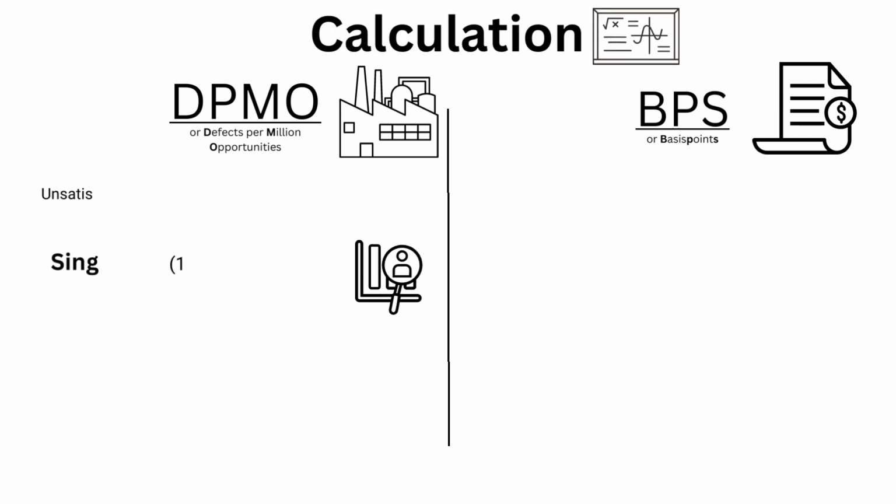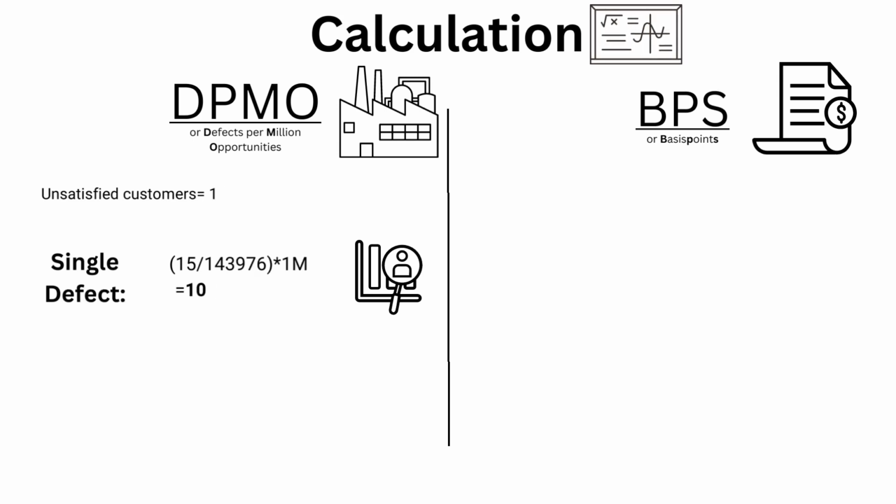Now, to go along with the calculation, we can have first the single defect case, which means that we have one category of defect. With an e-commerce store, for example, we would have 15 unsatisfied customers with a total of 143,976 customers, and that would give us a DPMO of 104.18, which is too high for the example given before, though we wanted only 10 per million, and we have 104.2 now.